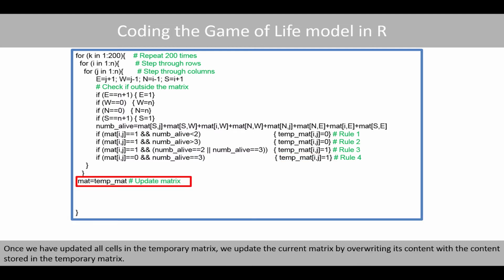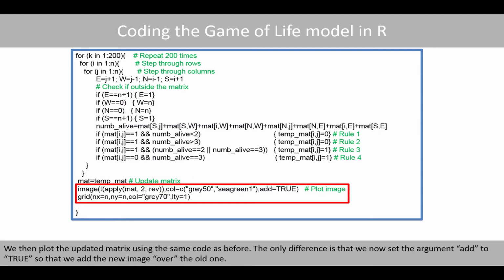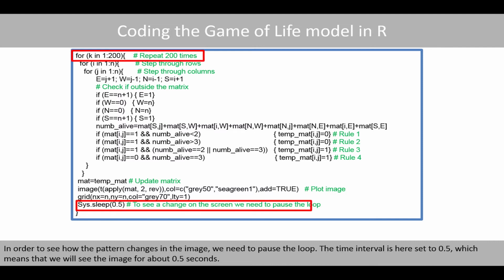Once we have updated all cells in the temporary matrix, we update the current matrix by overwriting its content with the content stored in the temporary matrix. We then plot the updated matrix using the same code as before. The only difference is that we now set the argument add to true, so that we add the new image on top of the old one. In order to see how the pattern changes in the image, we need to pause the loop. The time interval is here set to 0.5, which means that we will see the image for about 0.5 seconds.